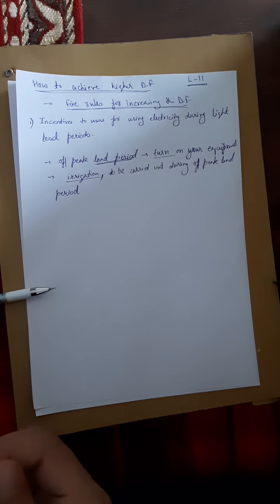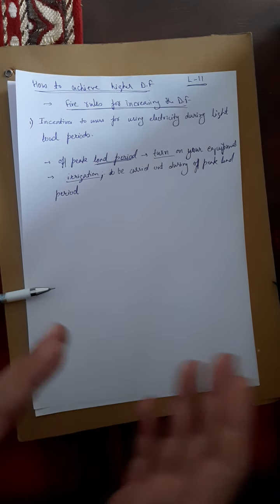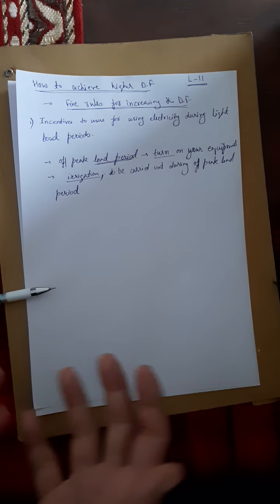So if his monthly bill is around 60 lakh, 10% of 60 lakh is around 6 lakh. So 6 lakh he can directly save. Instead of running his plant during the daytime, if he runs his plant during the night time, he can save 6 lakhs per month. So in a year it can be 72 lakh. He can make a profit of up to 72 lakh.